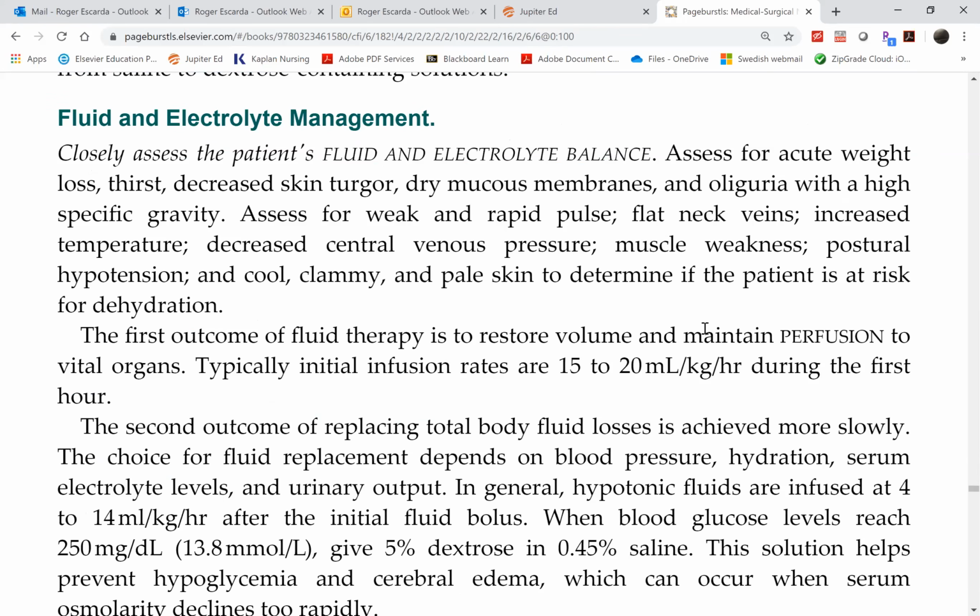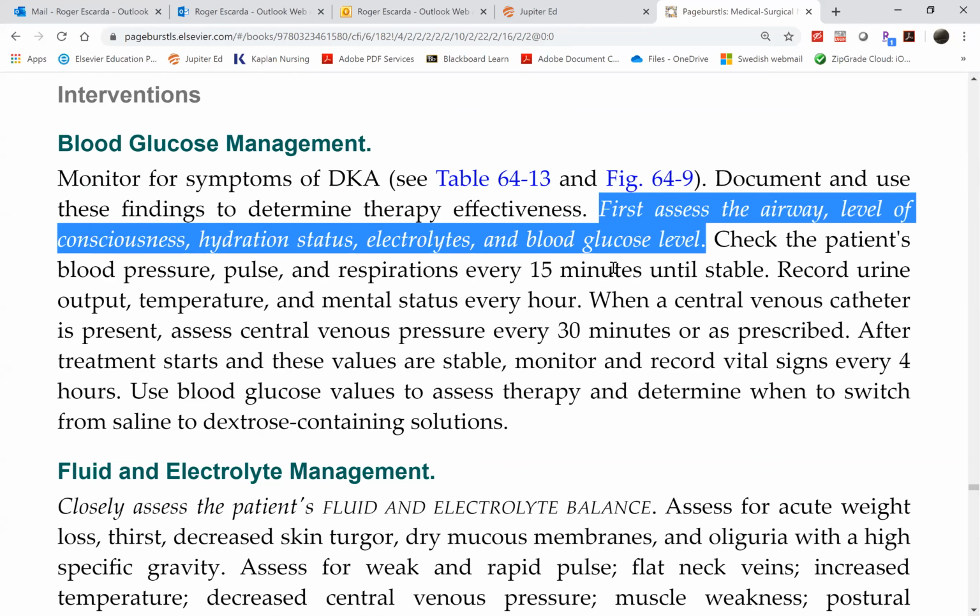Circulation. Can you repeat that, please? Right here. So that's, again, airway. So that means you give oxygen. Hydration, that means you give fluids and replace electrolytes and give insulin to manage the glucose level.